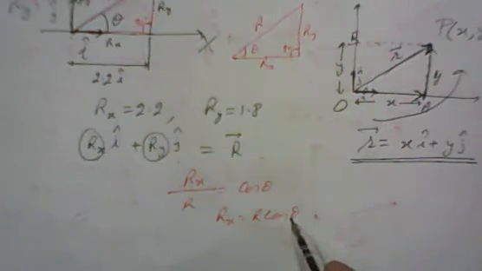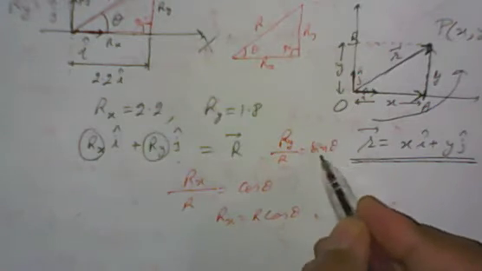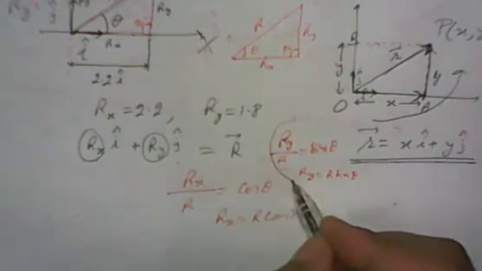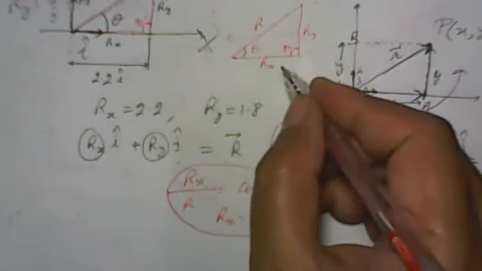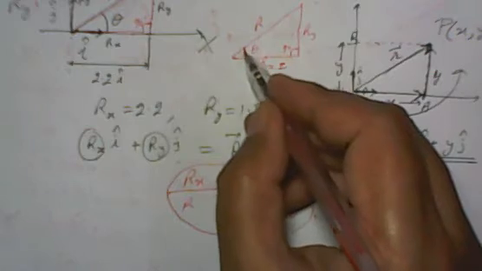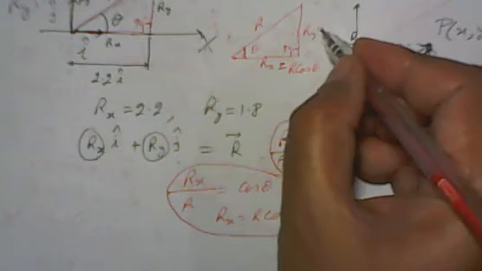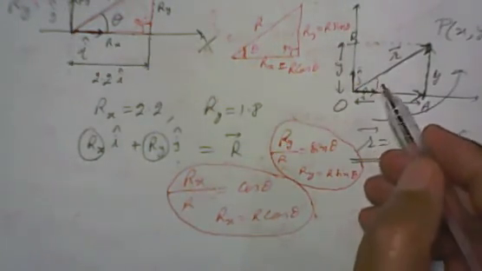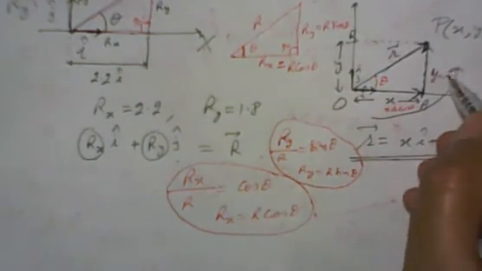Similarly, Ry over R is equal to sin theta. So therefore Ry is equal to R sin theta. So there are two things. Because Rx and Ry are not known, if we know theta we can calculate them: Rx is equal to R cos theta and Ry is equal to R sin theta. In this case also, if we have this angle theta and this is R, then x is equal to R cos theta and y is equal to R sin theta.